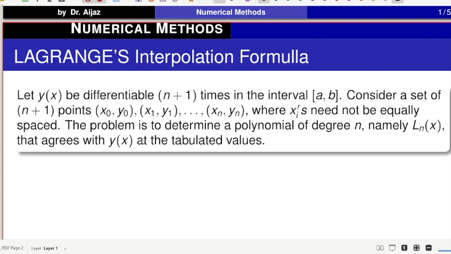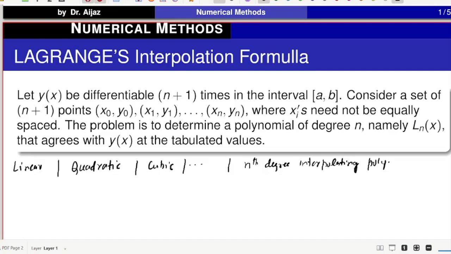But here we do this exercise step by step. We will first define Lagrange's linear interpolating polynomial. So we will first study the linear Lagrange interpolating polynomial. Then we will come to define the quadratic interpolating polynomial. Then similarly we can define the cubic interpolating polynomial and go to the higher degrees. And then finally we can define the nth degree.